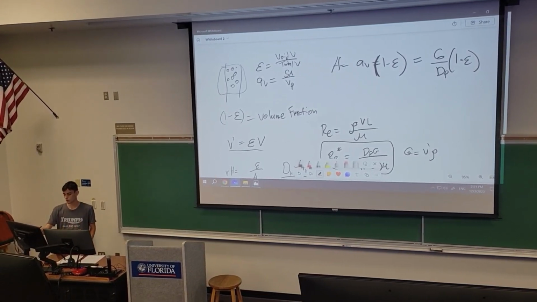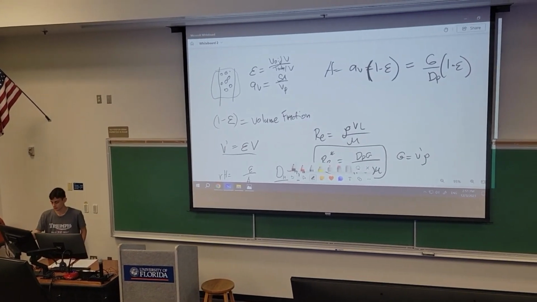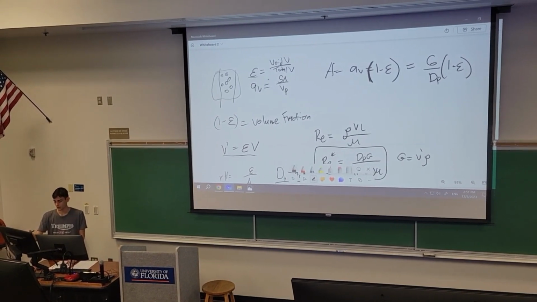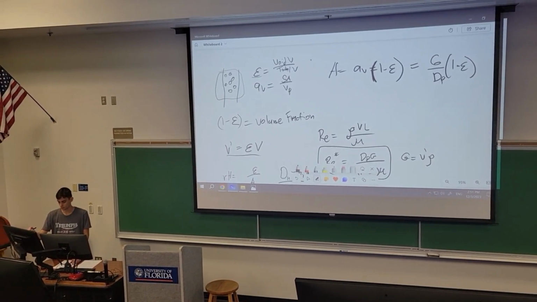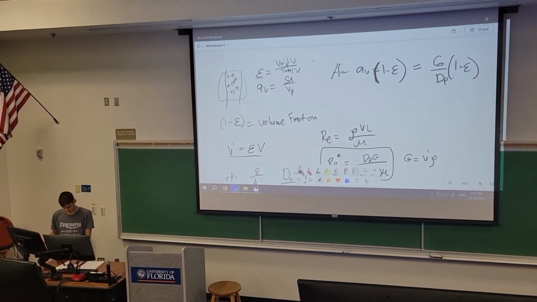So let's go through some parameters that we can define for this new system, because it's not just an empty cylinder. We have this right here, which is the void fraction, okay? It's the void volume over the total volume of the reactor, and it's unitless because it's volume over volume.